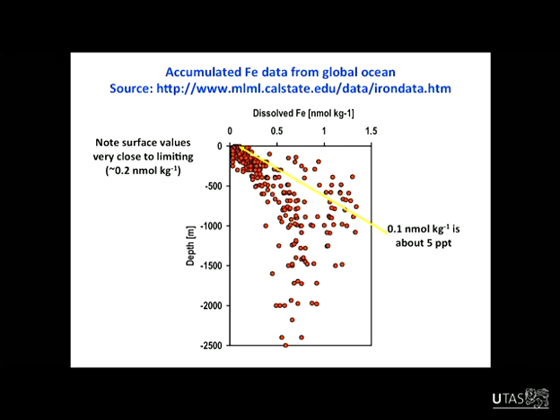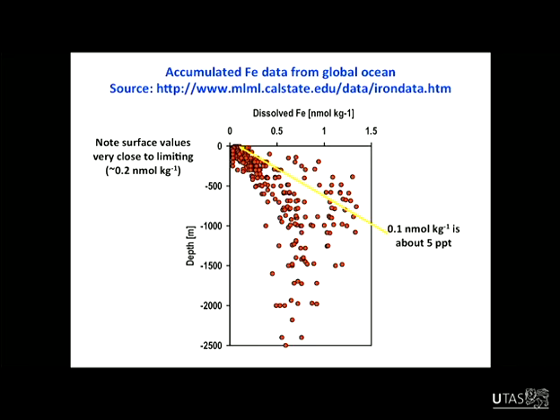You could probably do a similar plot for nitrate, although this is nanomolar concentration, so 10 to the minus 9 moles of iron per kilogram of seawater. If you were to do a similar plot for nitrate, you'd have probably about 2 to 5 micromolar, so about 10,000 times more concentrated at the surface, going down to about 30 micromolar at depth.